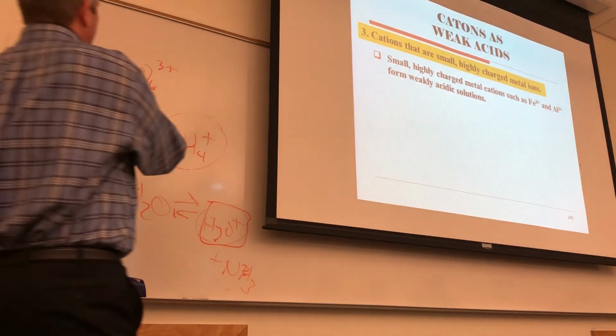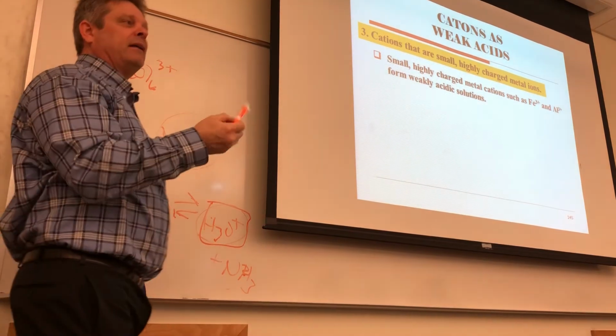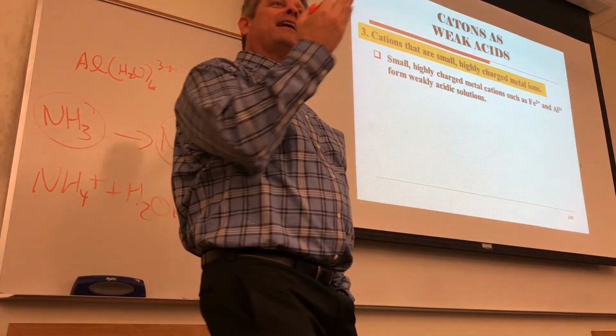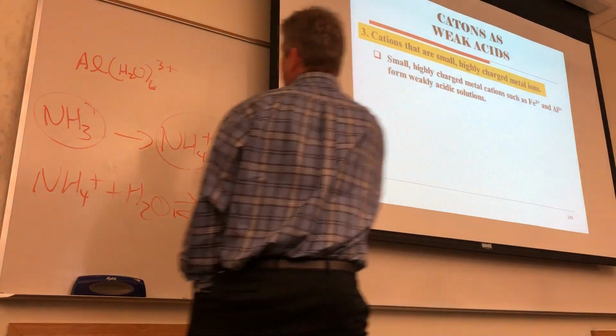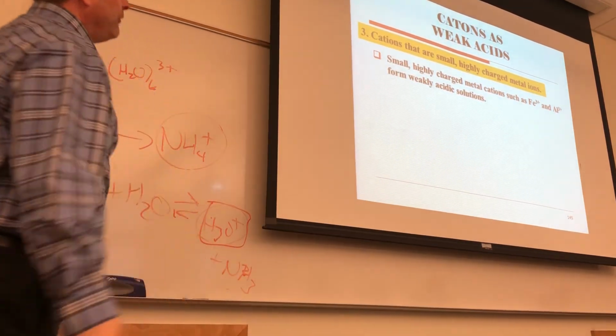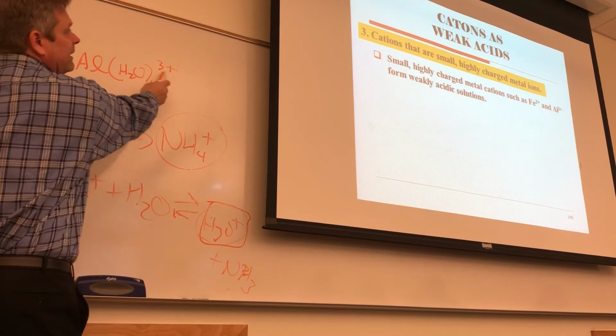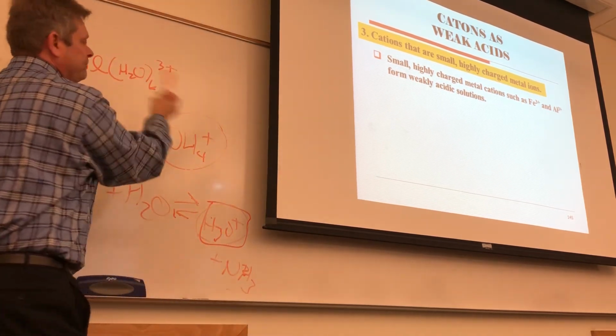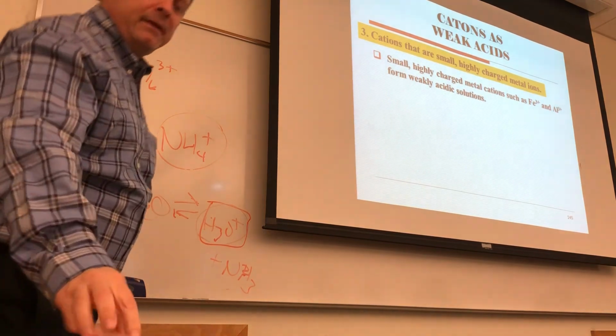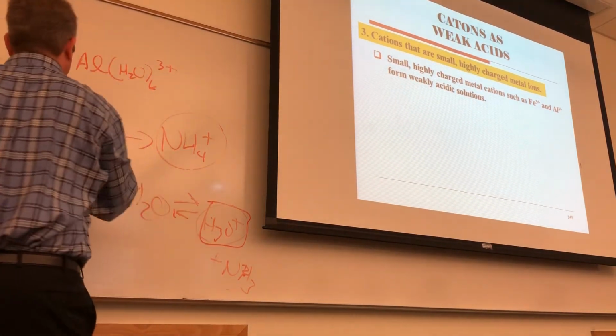Earlier. So if I look at something like this, and we're going to get into a lot of metal cations, by the way, and look at covalent bonding patterns and things, but we're not there yet. So this is something you've seen before. So if I put this as an anion, or cation, I should say. And it's a small, highly charged metal ion.